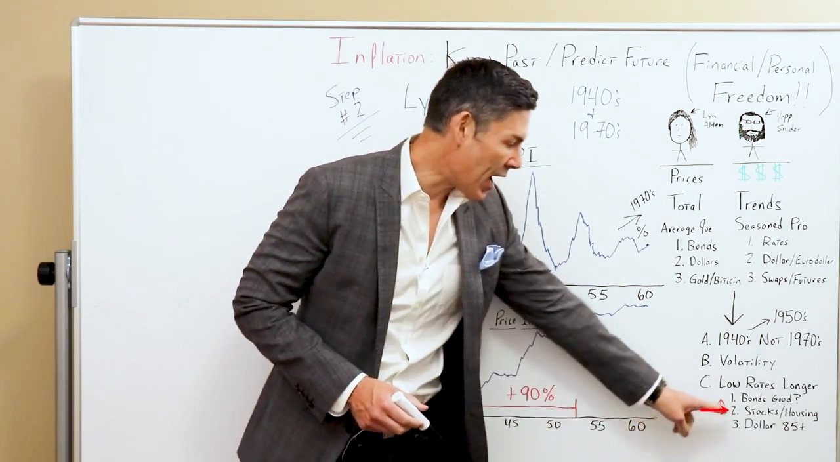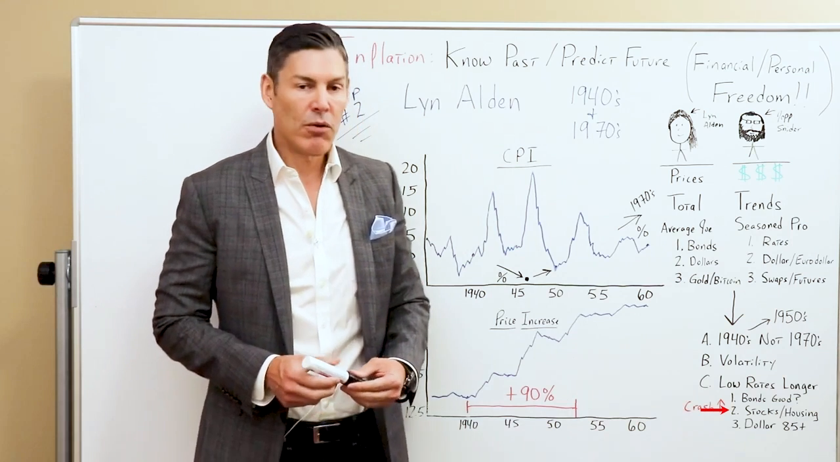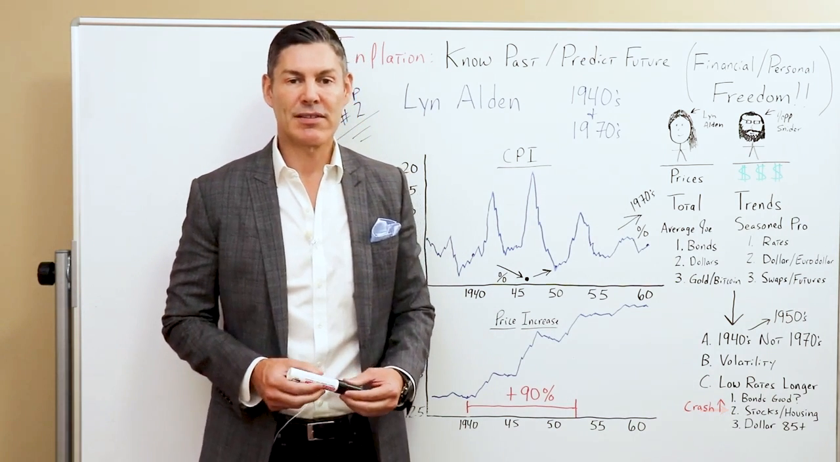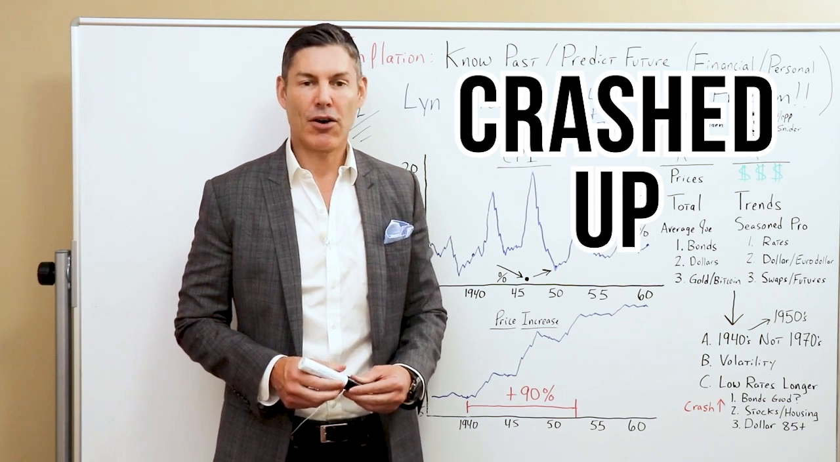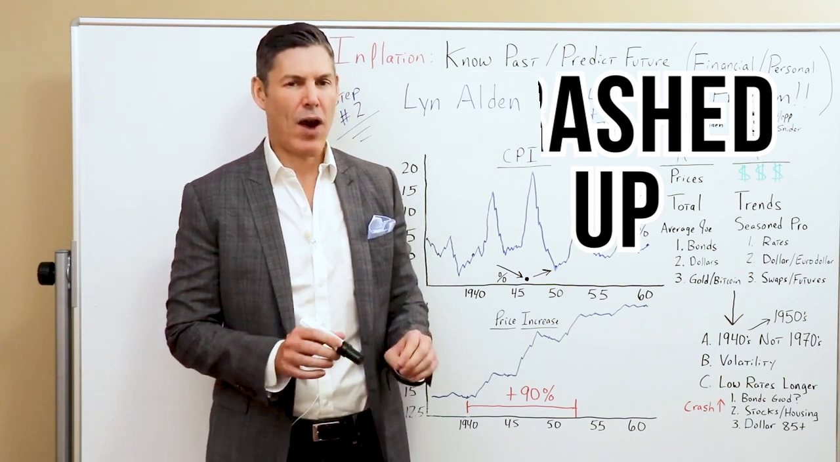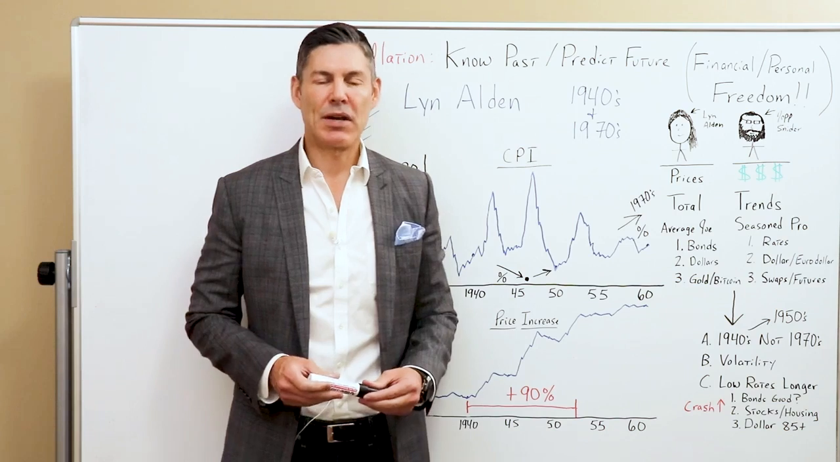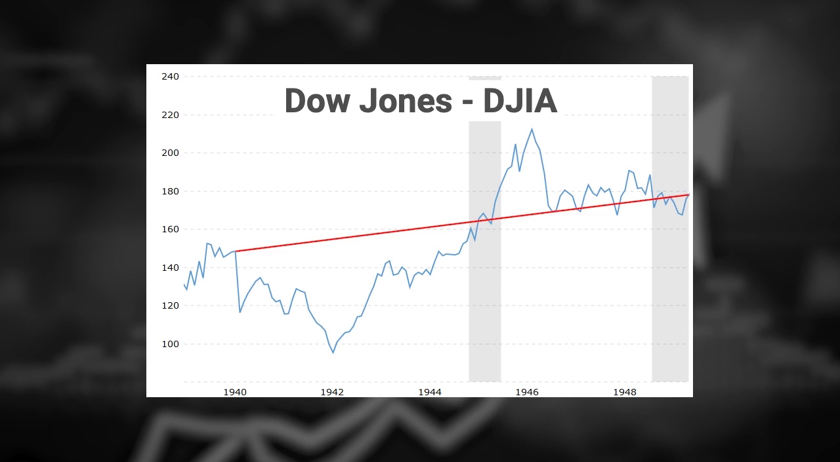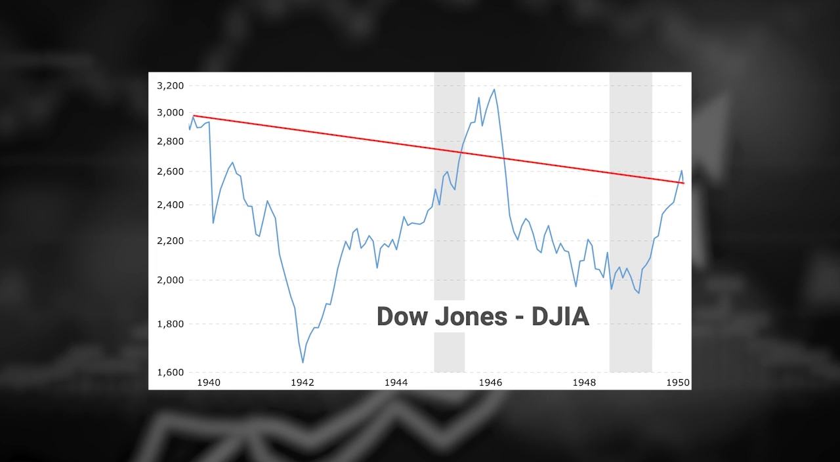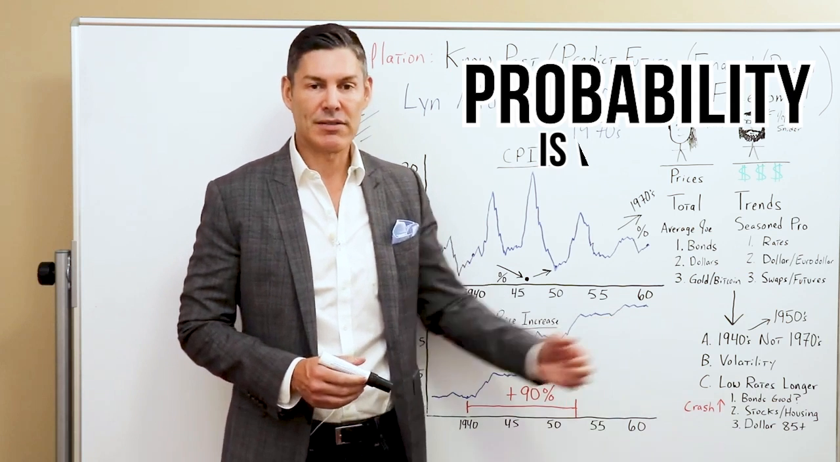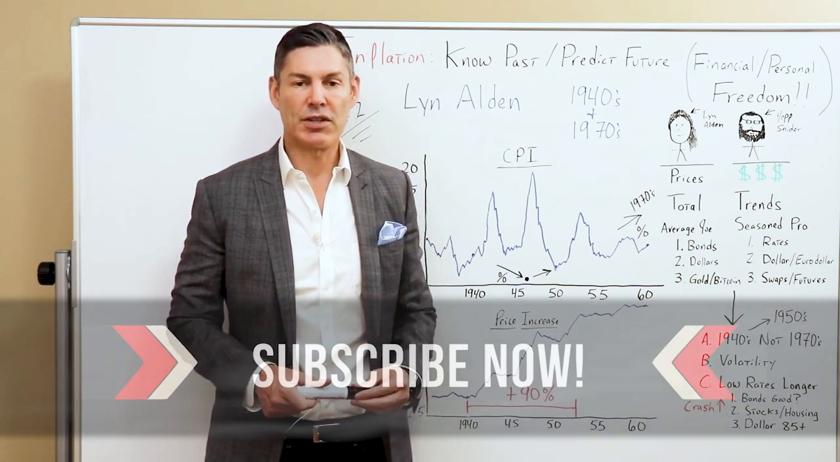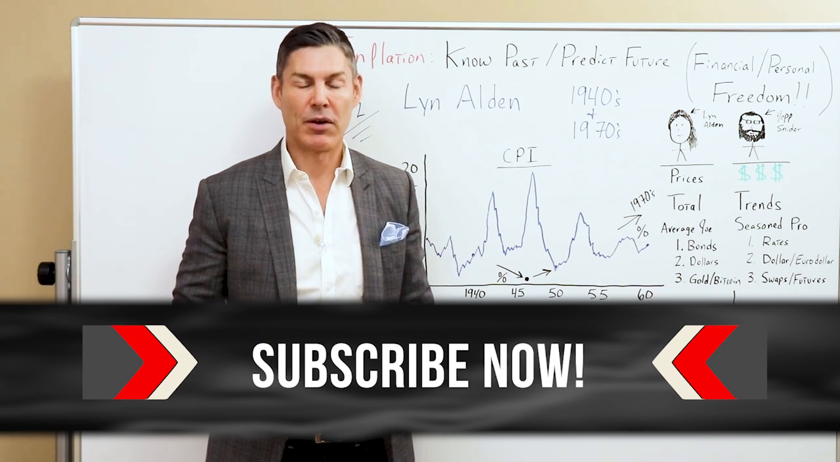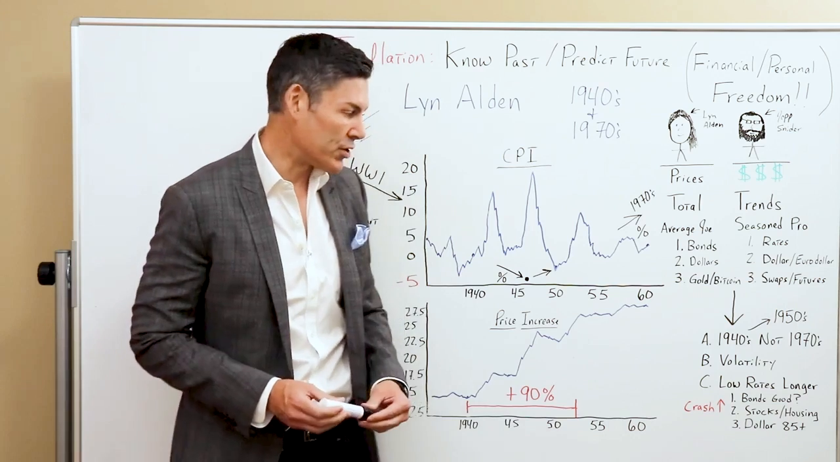Now let's look at stocks and the housing market. Well, if we look at the 1940s, stocks actually crashed up. It's a term that I use all the time. I wouldn't say crash, but they went up in nominal terms, but actually went down in real terms when you adjust for the rates of inflation. So I think the probability is very high that we see the same phenomenon in the 2020s, that nominally stocks might go up, but it doesn't necessarily increase your purchasing power.